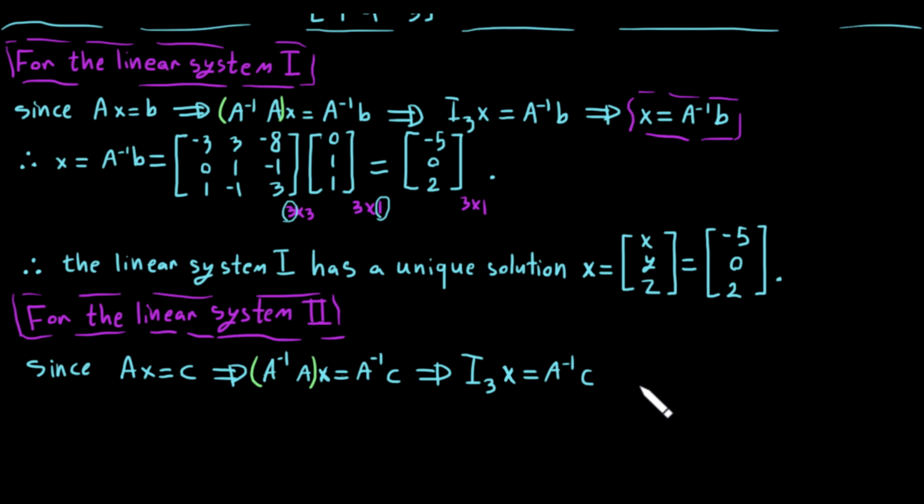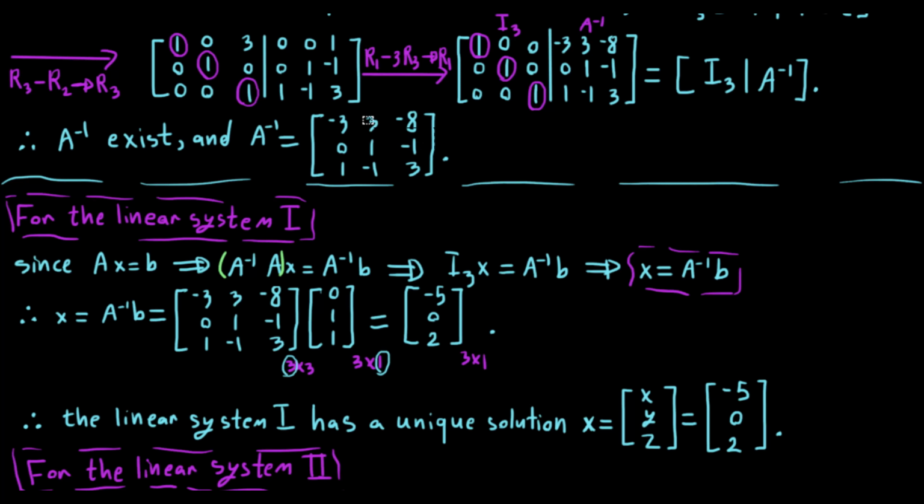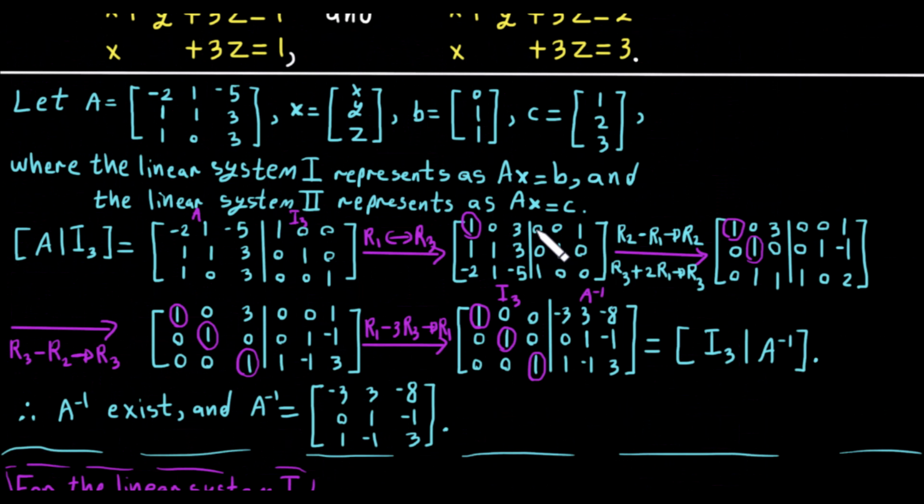This side remained the same, and the identity times X simplifies to just X. Therefore, X equals A inverse multiplied by C. And we know A inverse is this one, I will copy it, and C is up here, 1, 2, 3.